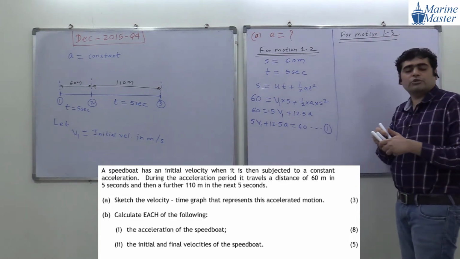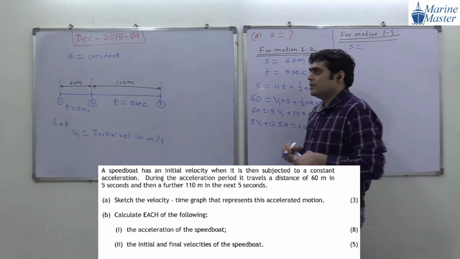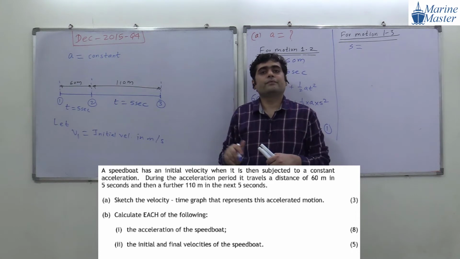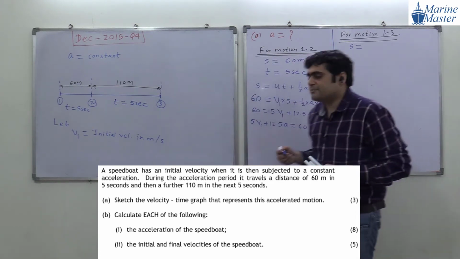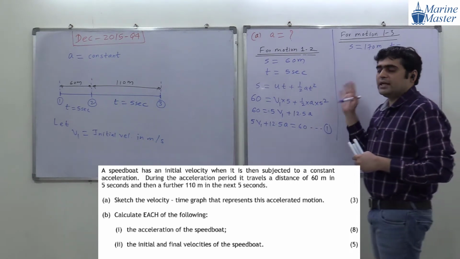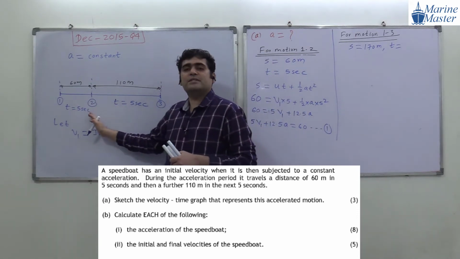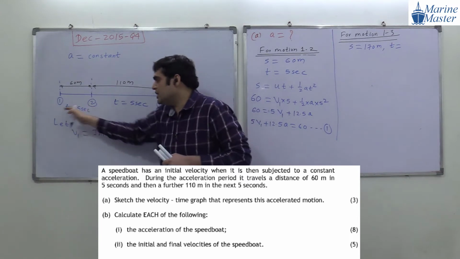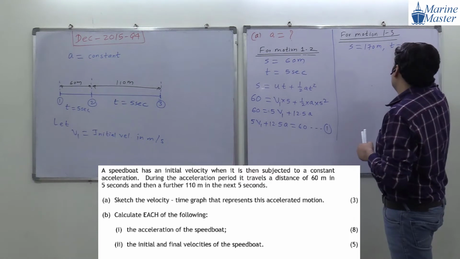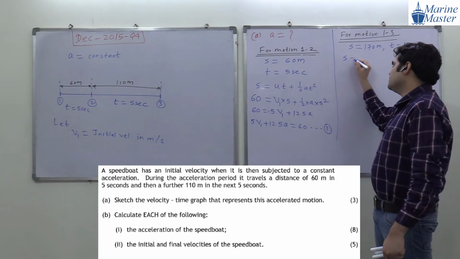What is the displacement for motion 1, 2, 3? Motion 1, 2, 3, guys, not 2, 2, 3. The displacement is 170 meters. How much time is needed from 1 to 3? See, 1 to 2 is 5 seconds, 2 to 3 is 5 seconds, so 1 to 3 is 10 seconds.